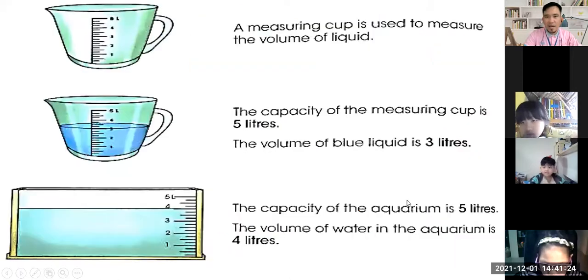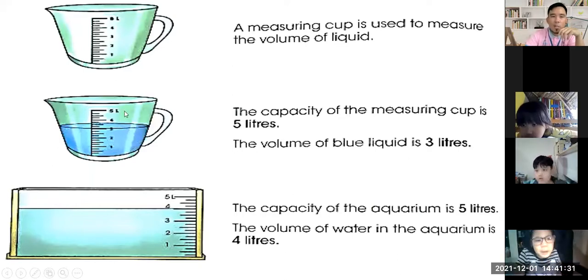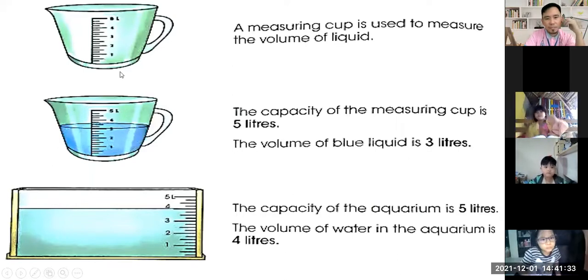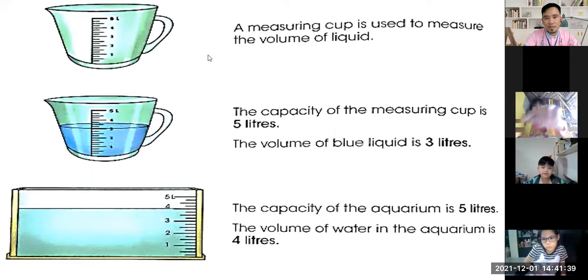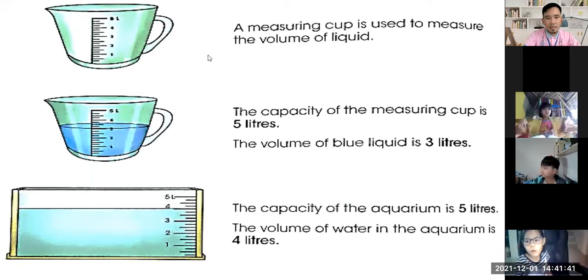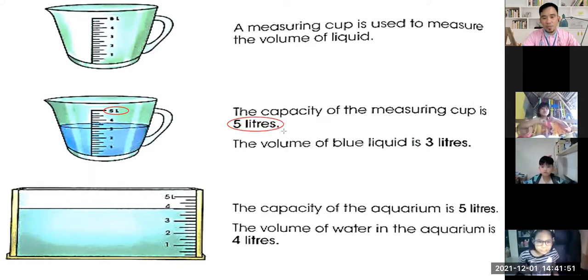Now here, this is called a measuring cup. What is the capacity of this measuring cup? Capacity is 5 liters. Okay, 5 liters capacity. And what is the volume?